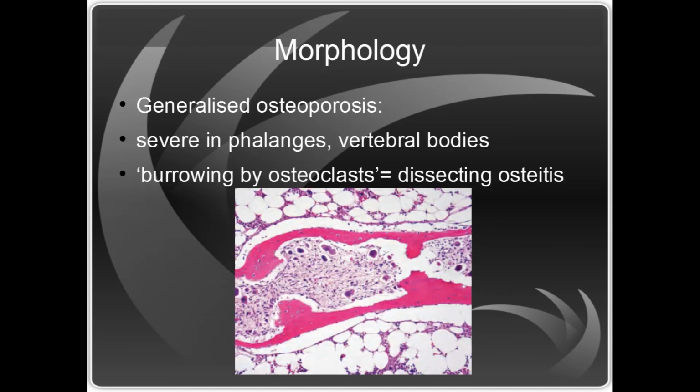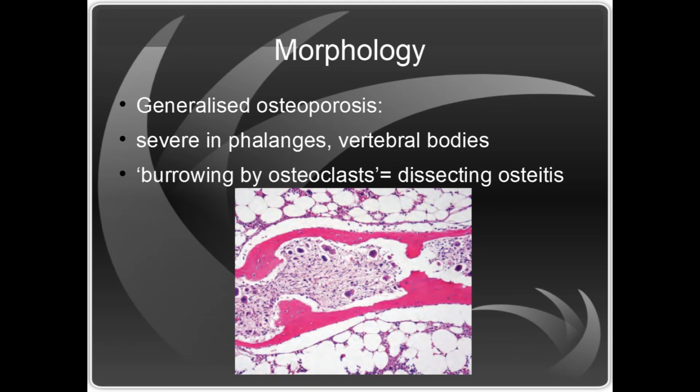Coming to the morphology of hyperparathyroidism, there basically is generalized osteoporosis because calcium is being removed from bones all over the body. However, this osteoporosis is severe in phalanges, that is digits of fingers and toes, and vertebral bodies. If you see bones affected by hyperparathyroidism under microscopy, you'll basically be seeing osteoclasts which are burrowing into bones. So the name given is dissecting osteitis.